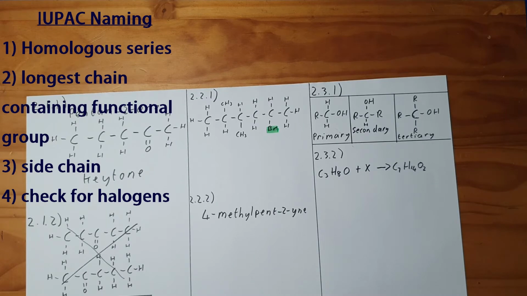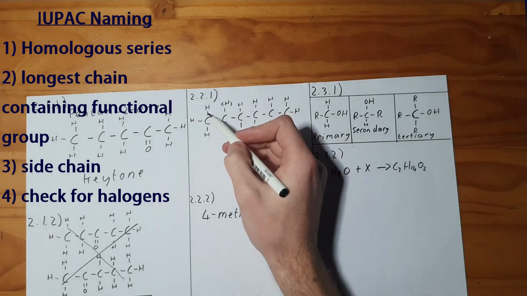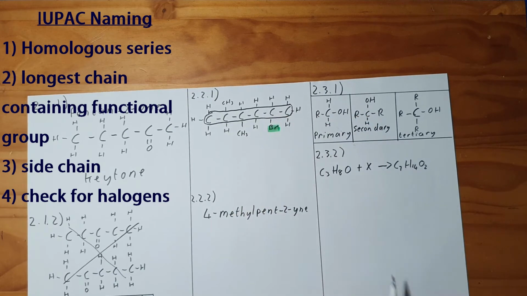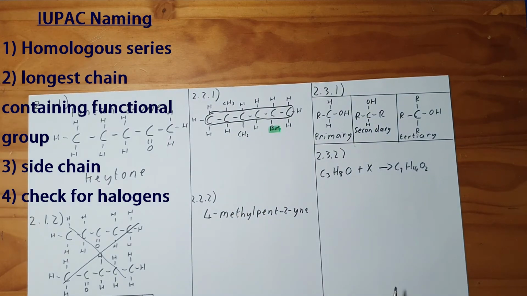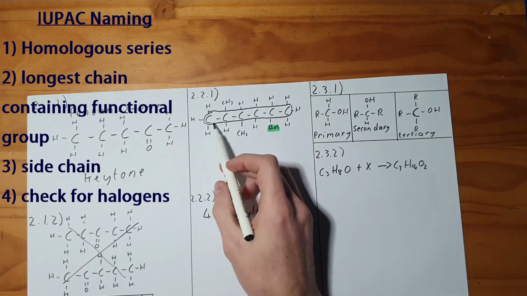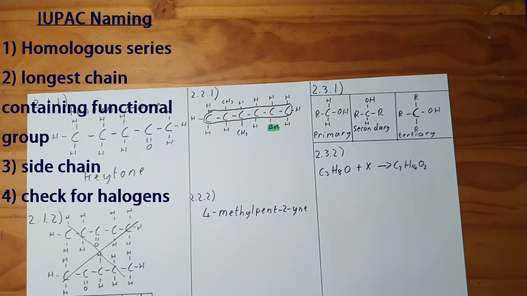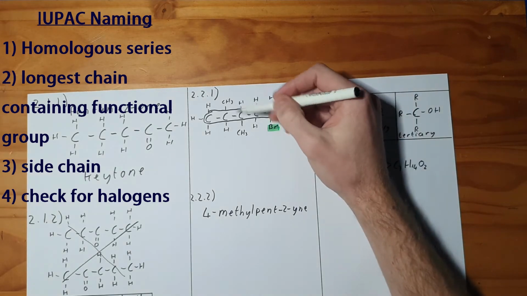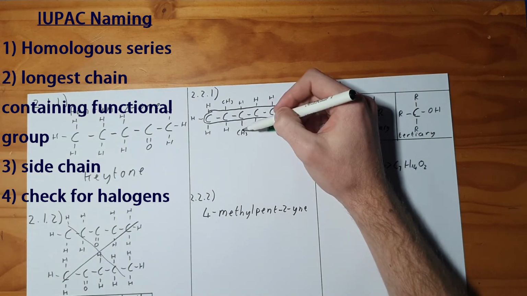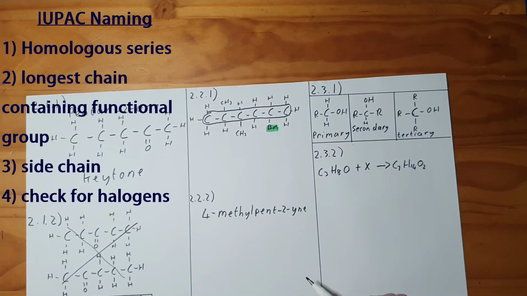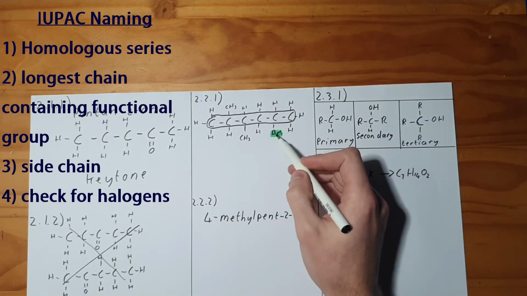Next we look for the longest carbon chain. I'm going to choose this one just for simplicity as my longest carbon chain. Next we check side chains. With the longest chain there's 1, 2, 3, 4, 5, 6. Then side chains, there's two methyl groups over here. And then lastly we check for any halogens, and there's one attached over there.